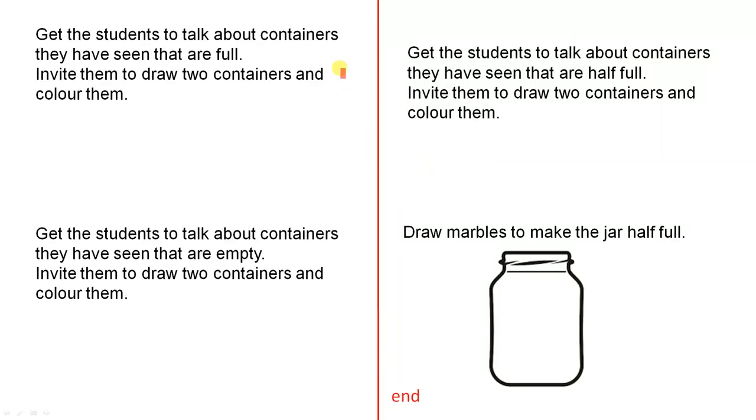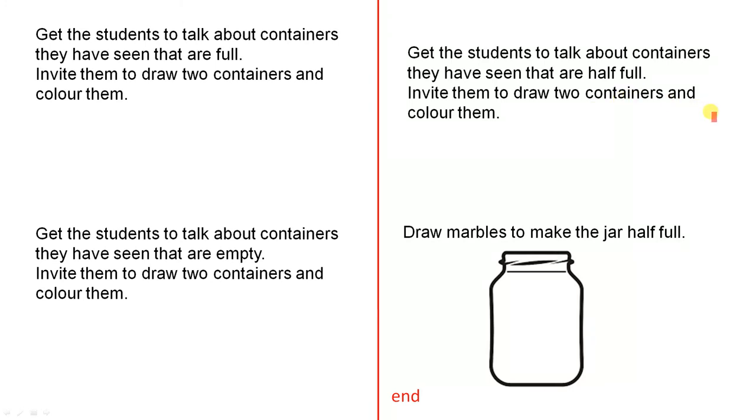Get the students to talk about containers they have seen that are full. Invite them to draw two containers and colour them. So these two containers would be full. Get the students to talk about containers they have seen that are empty. Invite them to draw two containers and colour them. So the two containers would be empty.